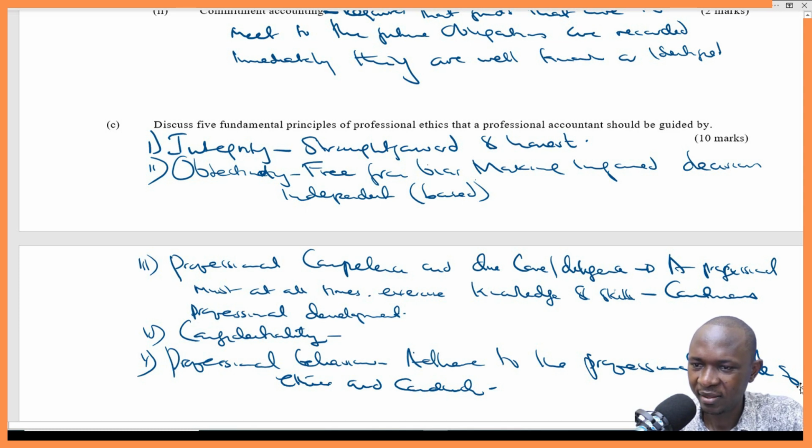So these are the 5 fundamental principles of professional ethics that a professional accountant should be guided by. It should be integral, it should be objective, it should at all times practice professional competence and due care, it should be confidential, and he should also behave professionally as captured in the professional code of ethics and conduct. So this should be able to give you the 10 marks.